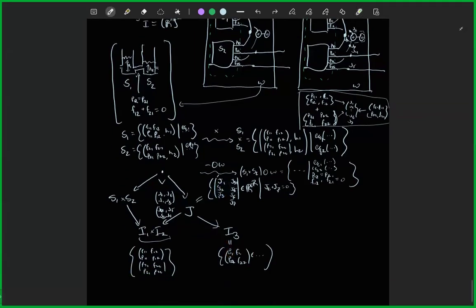And so the resulting composite system, which I'll say, if this whole thing was W, right? This thing here is S1, S2 dot W with this relation to the interface I3, the composite.